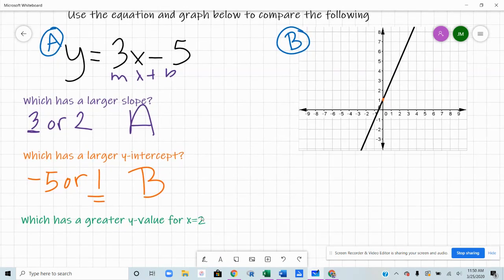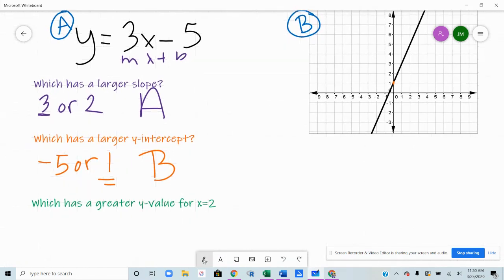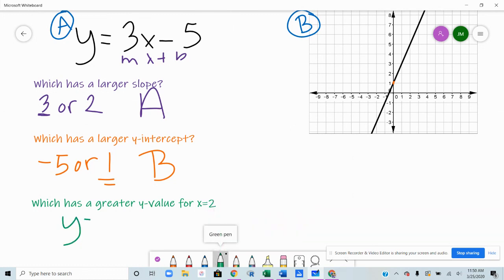And then the last question here compares and asks you which one has the greater y value for x equals 2. So for your equation, you need to plug in your x value for x. So x is 2 in this case. So we are going to do 3 times 2 minus 5. And if you need to, once again, you can use your brain or you can use a calculator, whichever one you prefer or is easier for you. 3 times 2 minus 5 gives you 1.